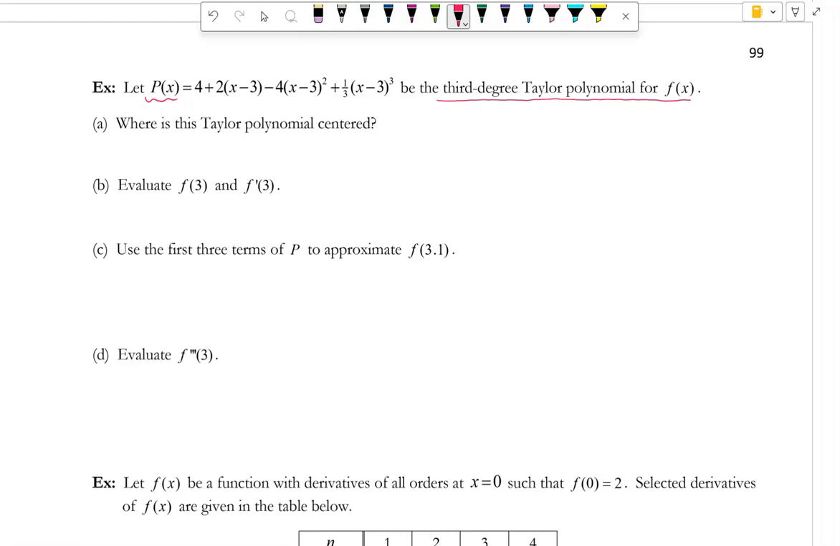So we need to be able to look at this formula and look at the polynomial and know what all of its pieces represent. In other words, notice we need to know the formula and where it came from. So notice each of these terms has an x minus 3. We should be thinking that's shifted to the right 3, so this polynomial is centered at 3.